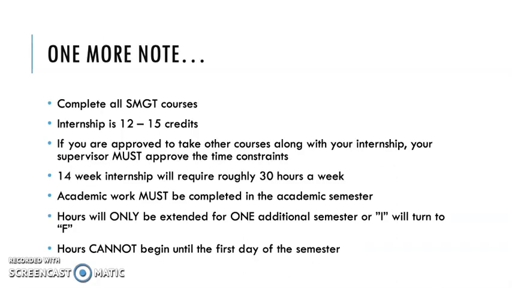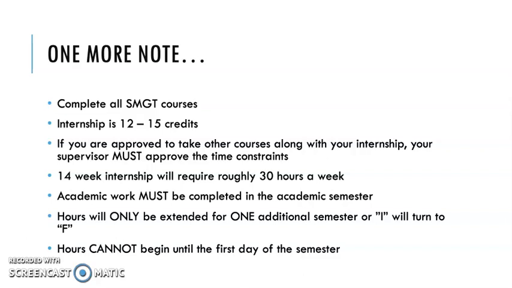So another note, just to complete this video, you need to complete all your SMGT courses. Your internship is 12 to 15 credits, which means that if you have a 2.00 GPA and you score a D in the course, you will pass the course, but you will not pass to graduate because of your GPA. So please take this course seriously. There are assignments that do matter and that do help you during your internship.